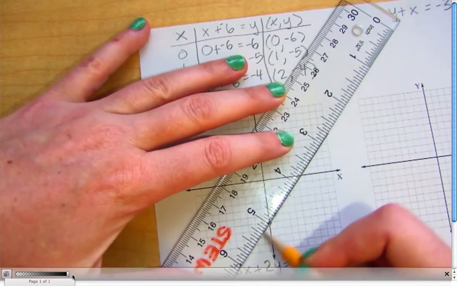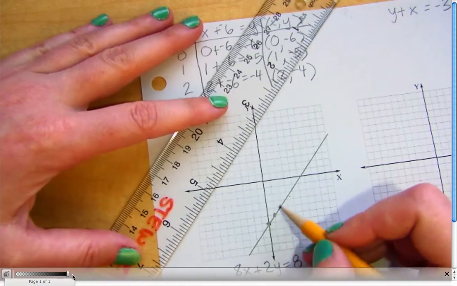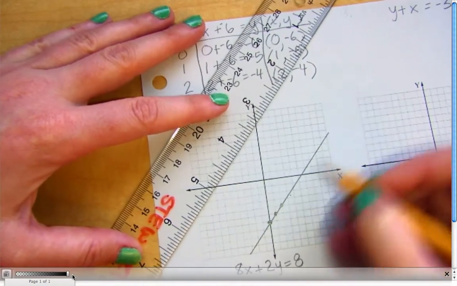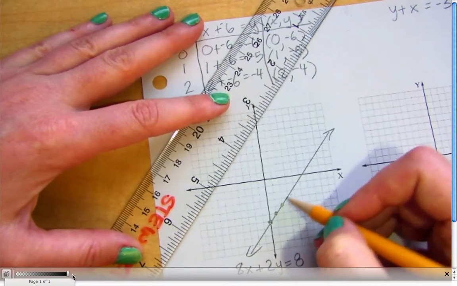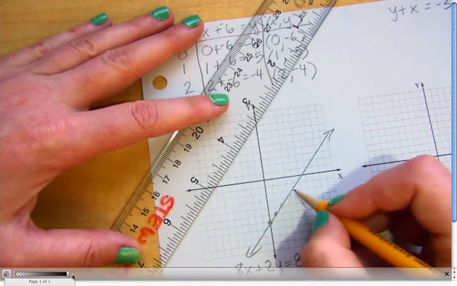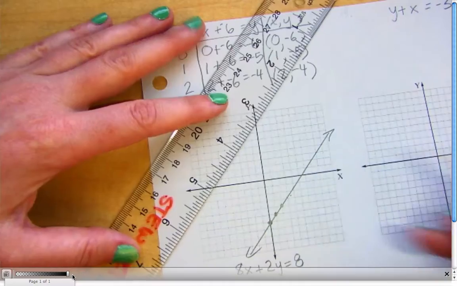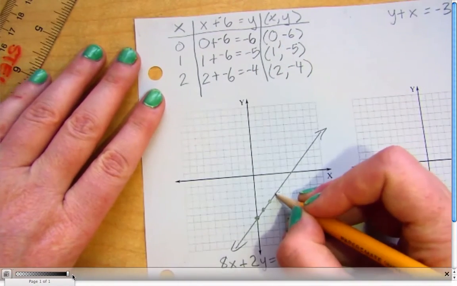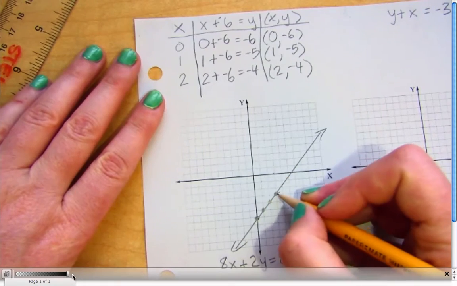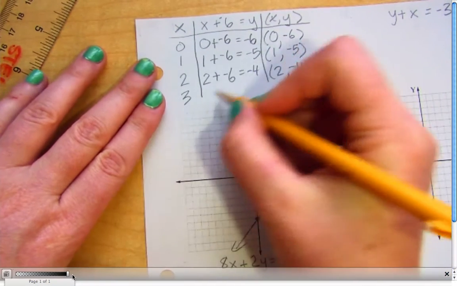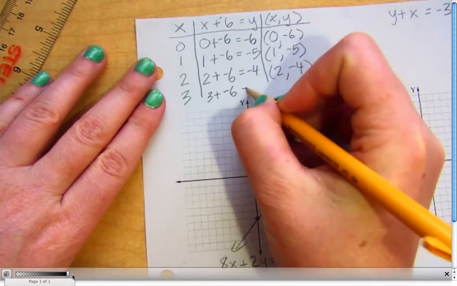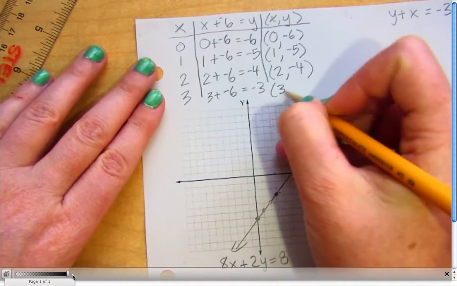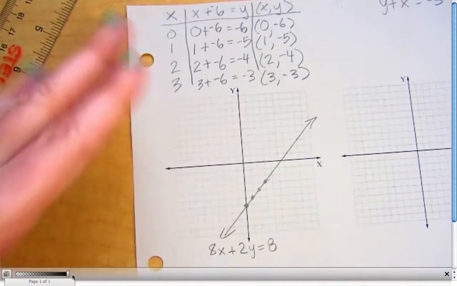It's good to use a straight edge. And you want to go past, you don't want to just connect where the dots are, because this line goes on forever. There's solutions all along here. You can see other solutions that I didn't find, but that are solutions to this equation. For example, right here, 3, negative 3. If I had plugged in 3, I would have gotten negative 3. So you see that is a solution. It's just not one I found to make my line, okay?